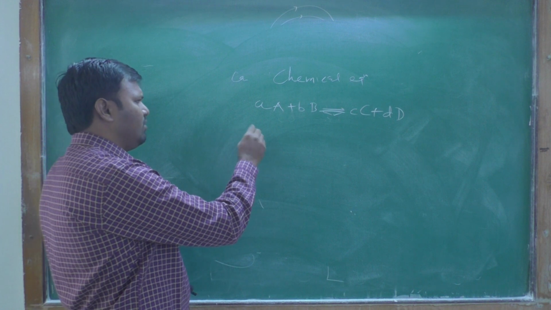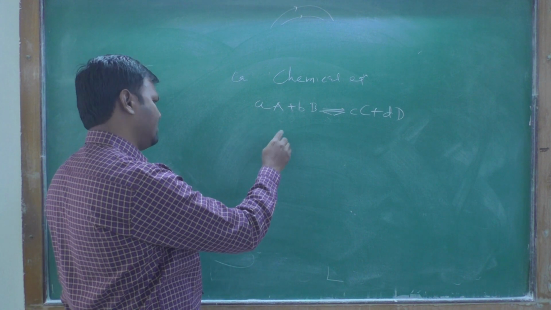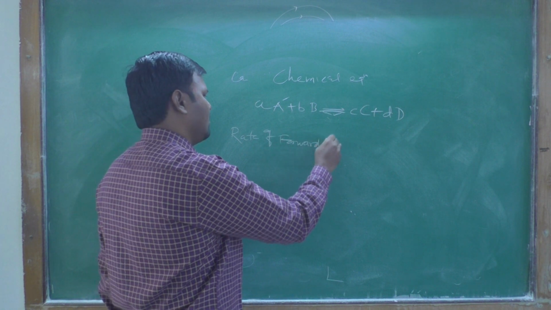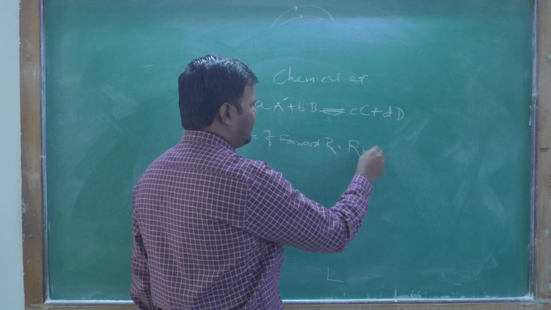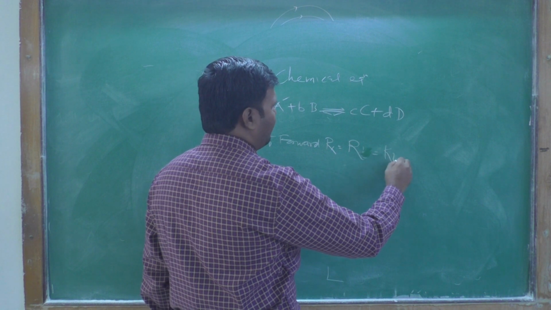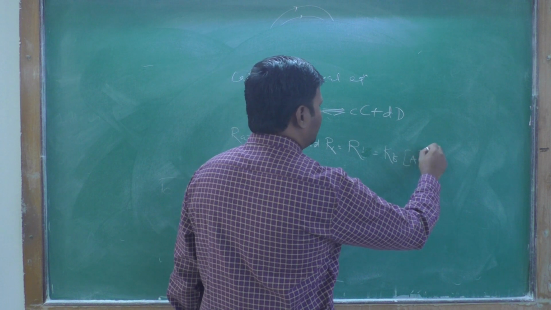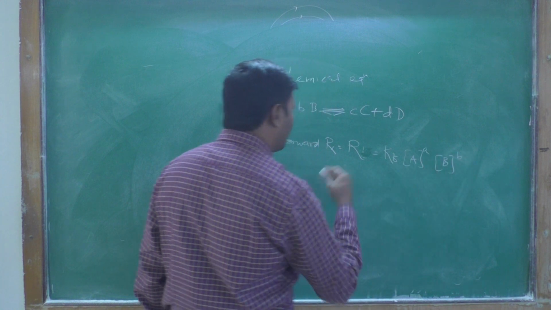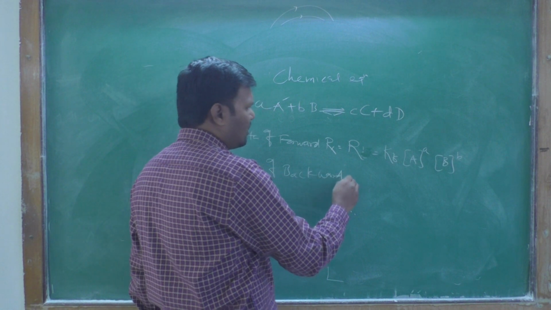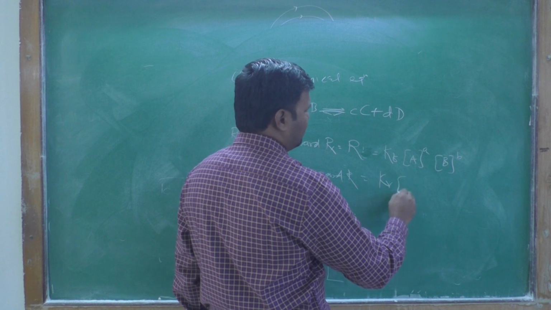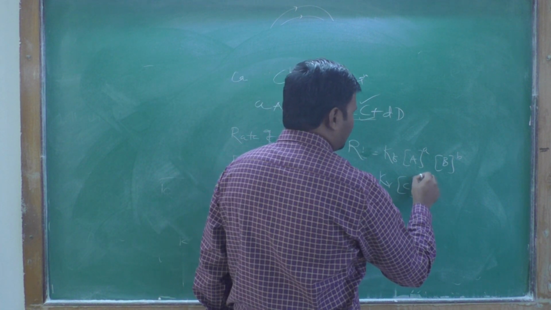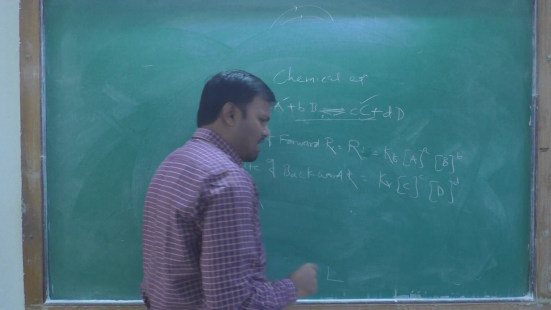In this case, if you apply the law of mass action to the forward reaction, then these are the reactants for the forward reaction. Therefore, the rate of forward reaction, if Rf is the forward reaction rate, is equal to Kf times the concentration of A raised to a, concentration of B raised to b. The rate of backward reaction is equal to Kr, and for the backward reaction the products become the reactants. Therefore, C raised to c and D raised to d. We have seen this law of mass action previously.